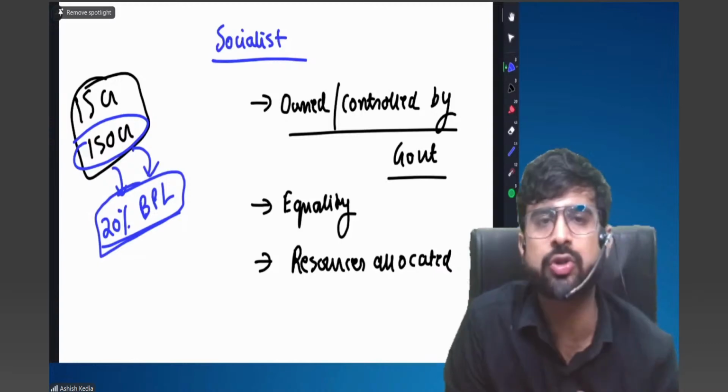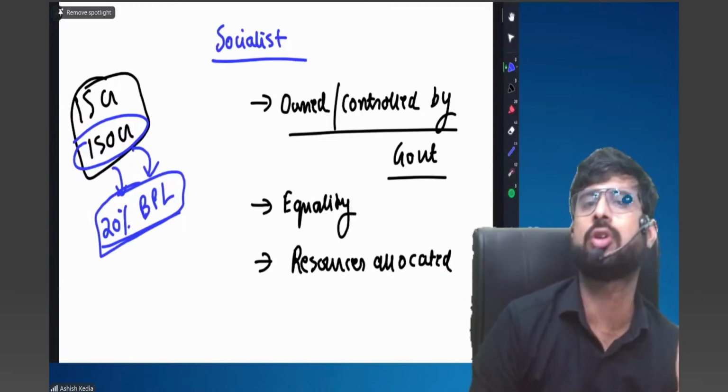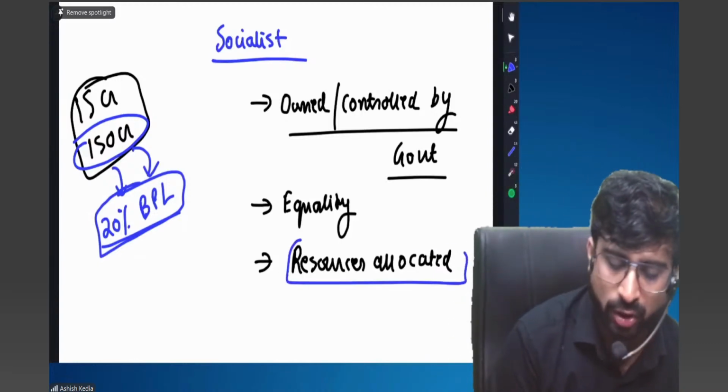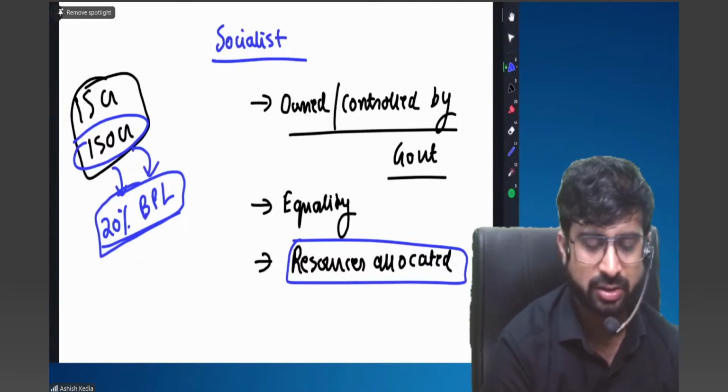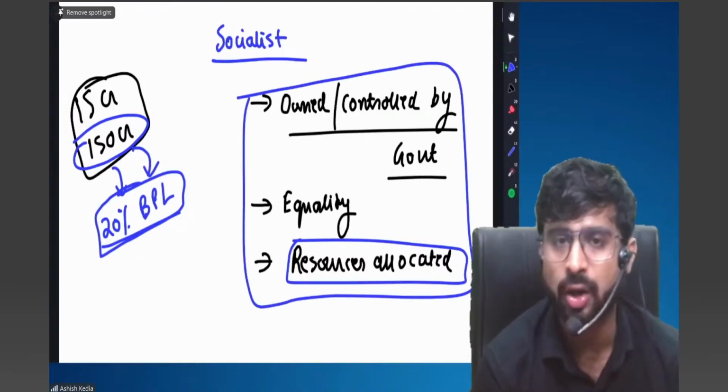Government will not focus on such resources which promote luxury. Government will first try to address the equality problem. That's the good point of a socialist economy.